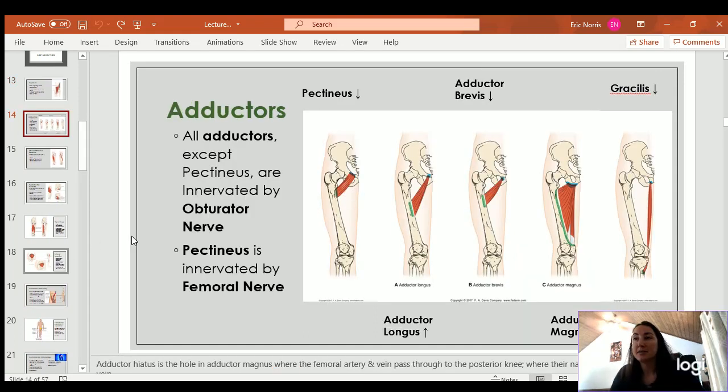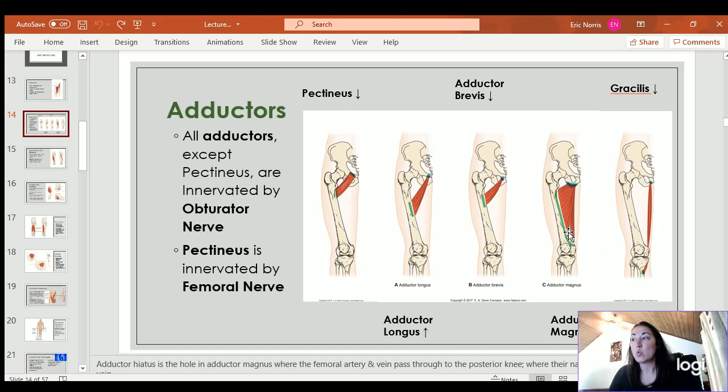Here are your adductor muscles. Screen just went out. Okay. All of the adductors except the pectineus are innervated by the obturator nerve. So this first one, the smallest one up top, is the pectineus. It's innervated by the femoral nerve, which is the nerve that innervates a lot of your quads and other muscles of the hip. But the remaining adductors are all innervated by the obturator nerve. Notice they are so close to that obturator foramen. So we have adductor longus here, adductor brevis, adductor magnus, and then gracilis. Those are some of your adductor muscles.